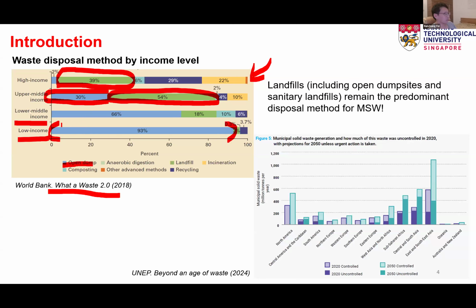I did a very quick calculation. Low-income and lower middle-income countries actually make up half of the world's population. And the waste generated in all these countries is mostly dumped in dump sites. So that is a major problem as well, meaning the waste is not even properly controlled.